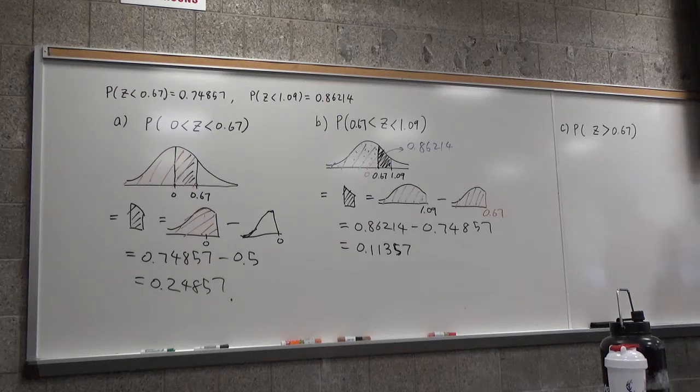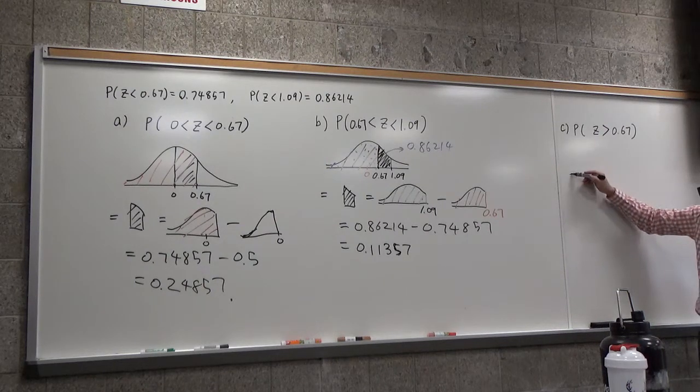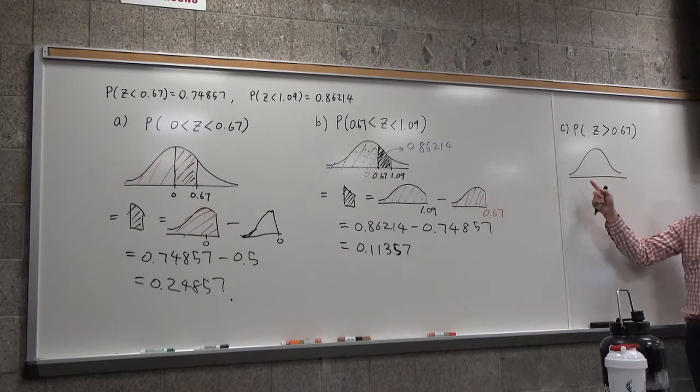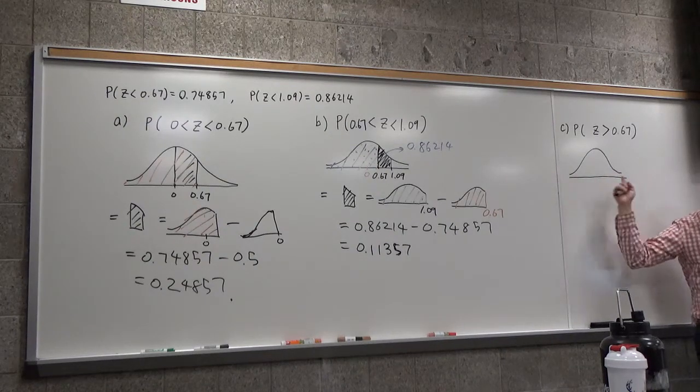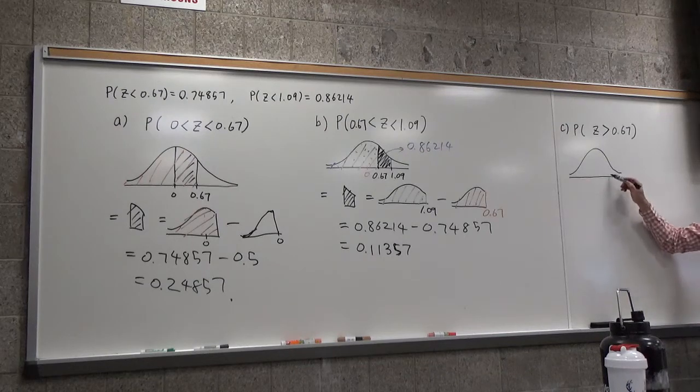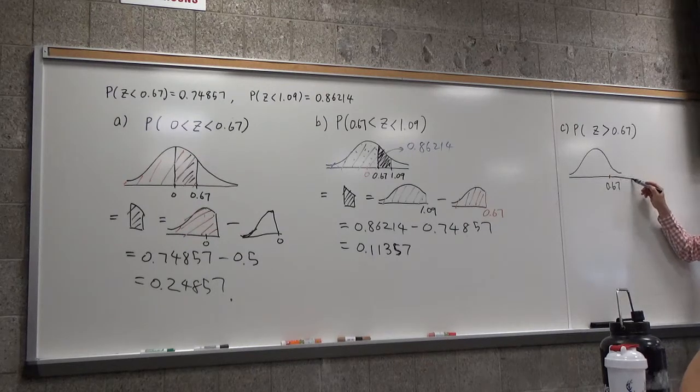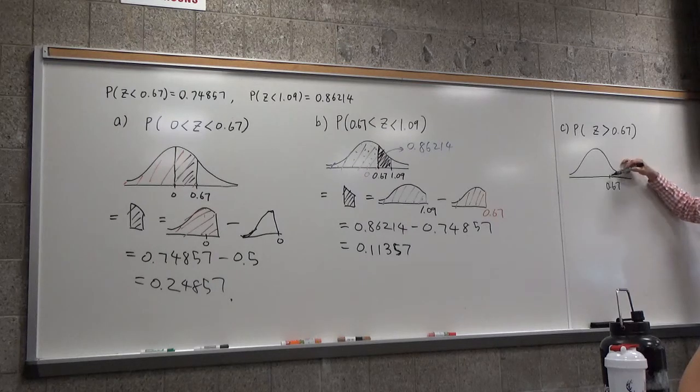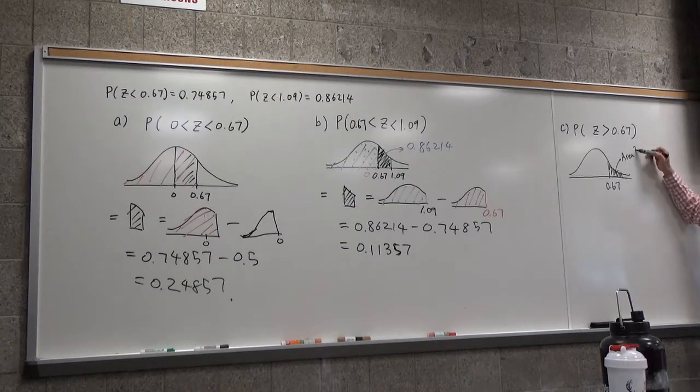Now let's start by asking yourself whether you drew the correct picture. Let's think about this picture. The z score is the values on the x-axis, and here is 0.67, and you're saying that the z score is above 0.67. So which way should you shade? To the right. And we're asking for this area. That's what this question is asking, right?